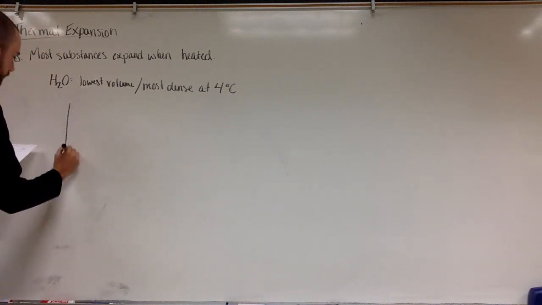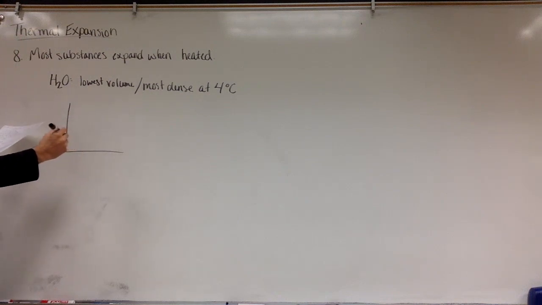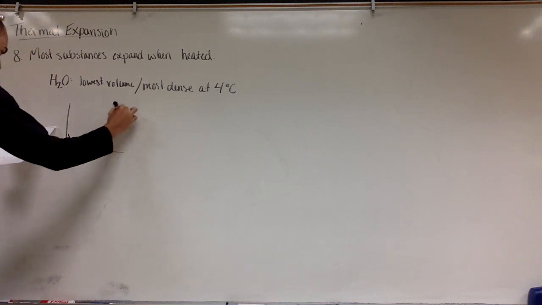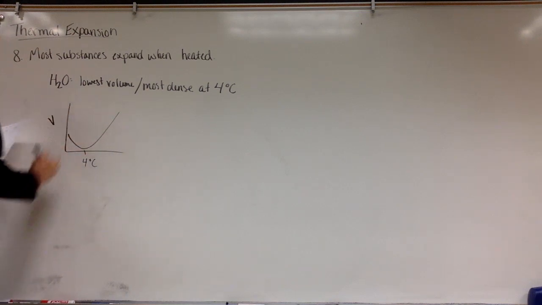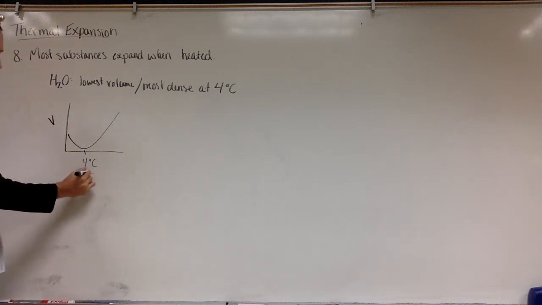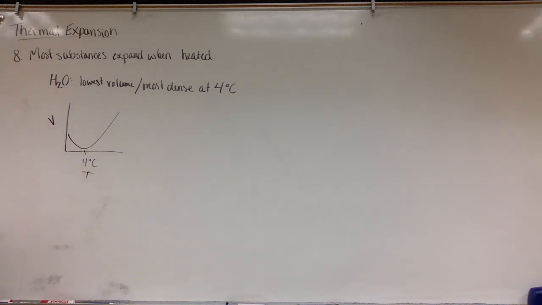But just to see what that looks like, here is the volume of water as a function of temperature. So here would be 4 degrees Celsius, and here's our volume over here, temperature. Basically, that's what we're looking at. Yeah, so let's go. And number 9.